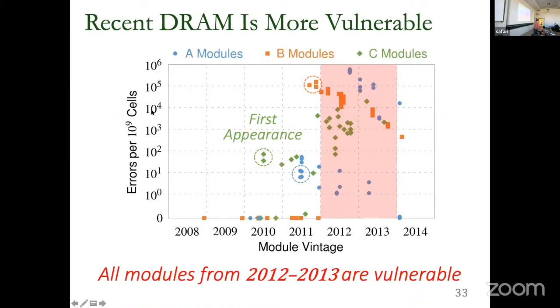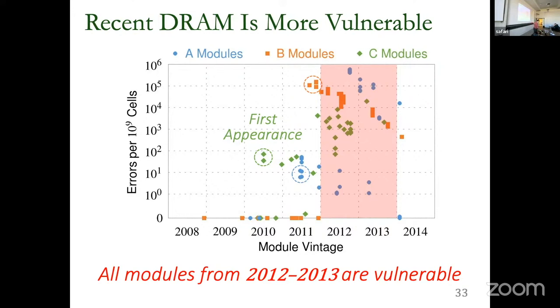And this is a technology scaling problem, because the chips that we tested that were manufactured in 2008, as you can see over here, were not vulnerable to this effect. The first appearance that we saw was from 2010. And all of the chips that were manufactured between 2012 and 2013 had these bit flips. So why is this a technology scaling problem? Because as cells get smaller, they become more vulnerable to this noise.